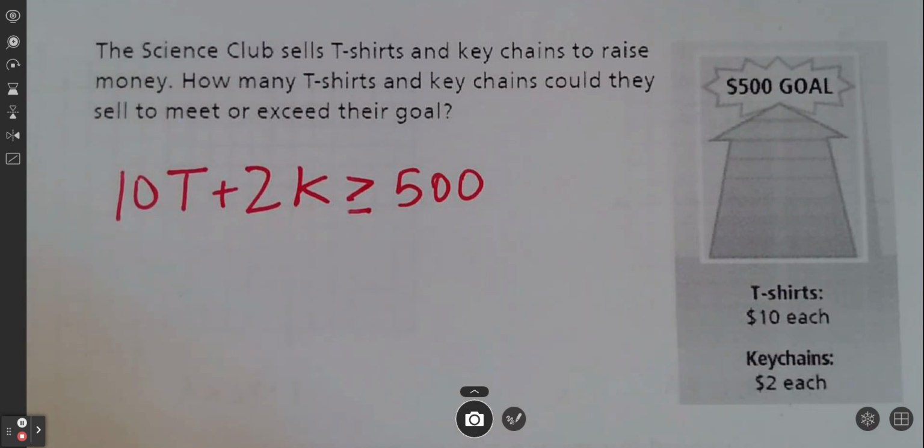Now this question just says how many T-shirts and keychains could they sell to meet or exceed their goal? So they're literally just saying make up something, right? Here's our equation, but they're just saying pick something that's going to work. If we were to graph it, pick anything in that shaded area and it would be good. 2 million. Okay. I don't like 2 million. Go ahead.